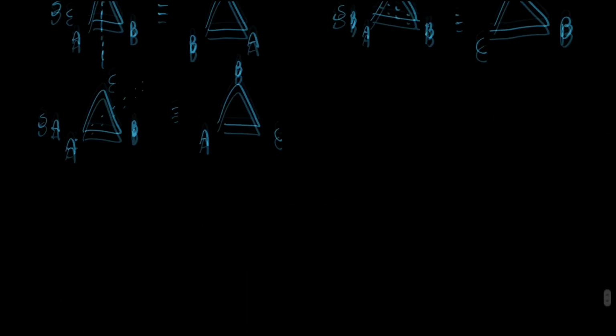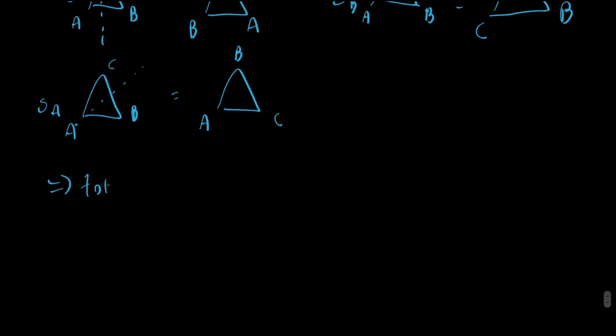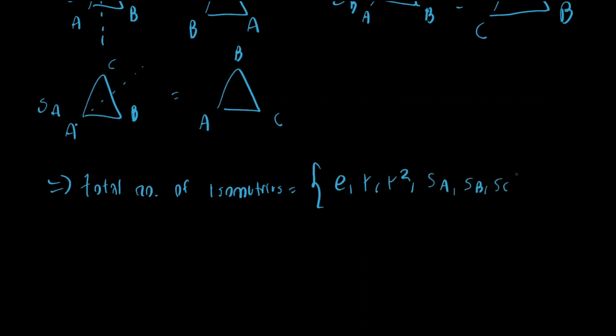So we have that the total number of isometries is, well, the identity, R, R squared, and then SA, SB, SC. But notice the cardinality of this set is 6, and the number of elements that we expected to be in this set should have been at most 6. So we conclude that we have all the 6 isometries of the equilateral triangle.